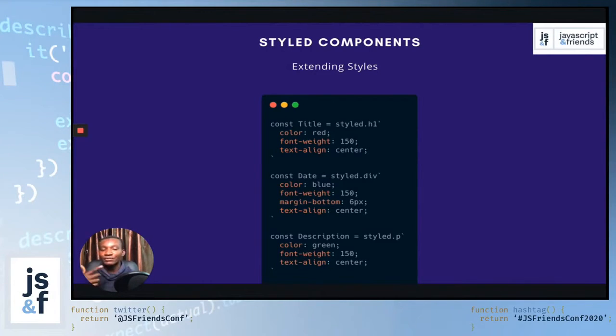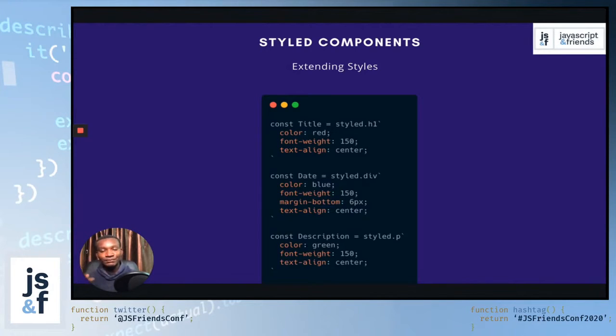The date is also going to be a div, and the description is going to be a paragraph. I'm adding elements: paragraph over here, div, h1. Really simple. So for the title, we're saying the color will be red. That's the text color will be red. Font weight will be 150. Text align will be in the center.